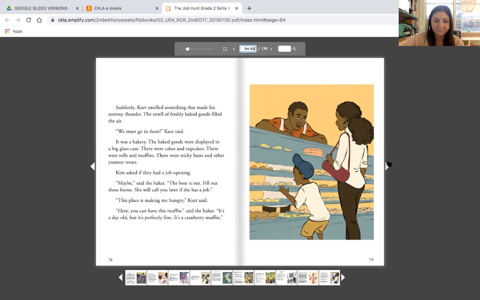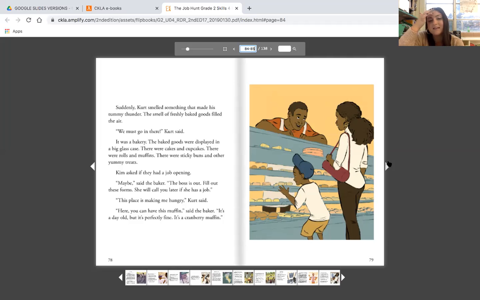It was a bakery. The baked goods were displayed in the big glass case. There were cakes and cupcakes. There were rolls and muffins. There were sticky buns and other yummy treats. Kim asked if they had a job opening. "Maybe," said the baker. "The boss is out. Fill out these forms and she'll call you later if she has a job."